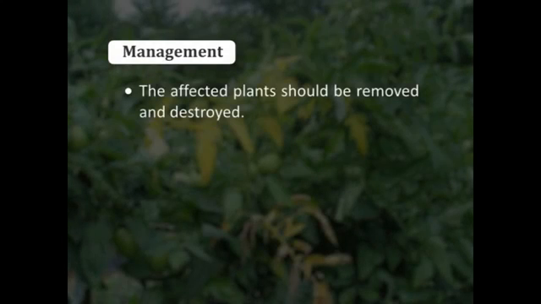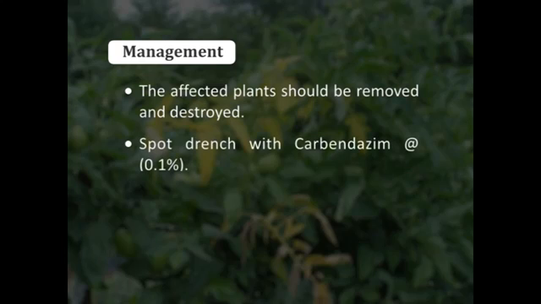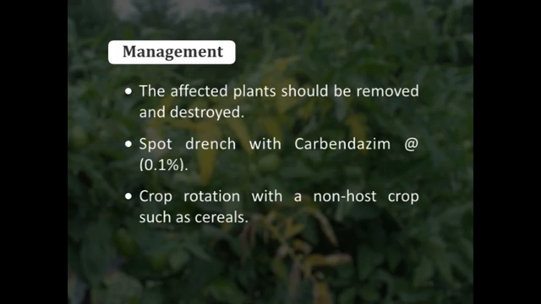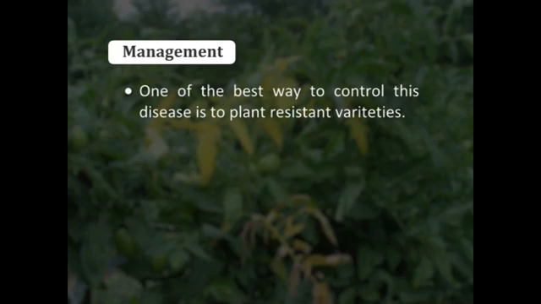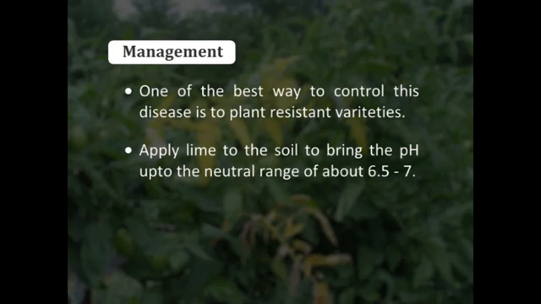The affected plants should be removed and destroyed. Spot drench with carbendazim at the rate 0.1%. Crop rotation with a non-host crop such as cereals. One of the best ways to control this disease is to plant resistant varieties. Apply lime to the soil to bring the pH up to the neutral range of about 6.5 to 7.